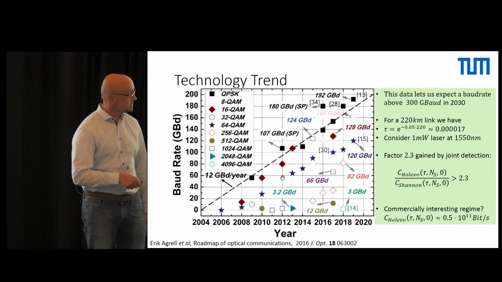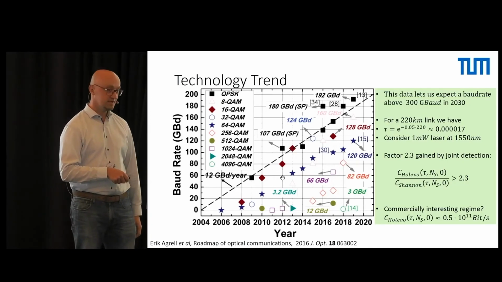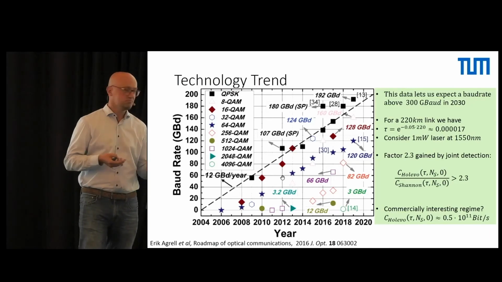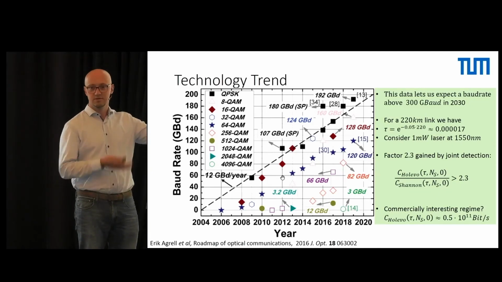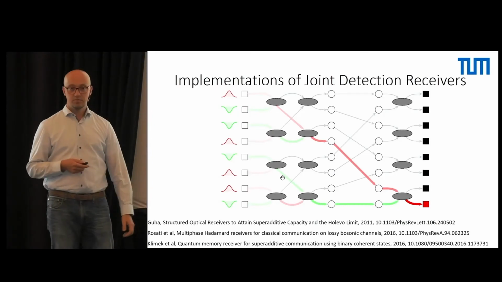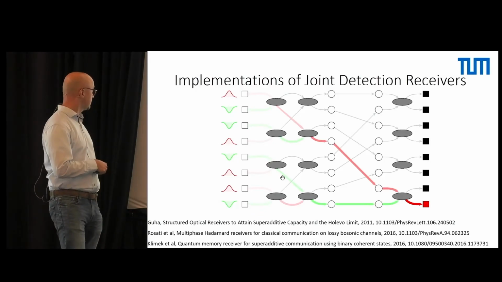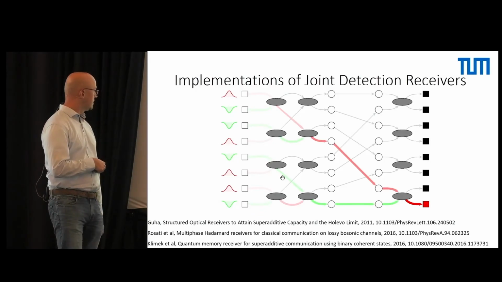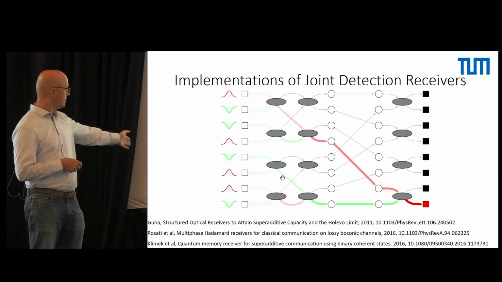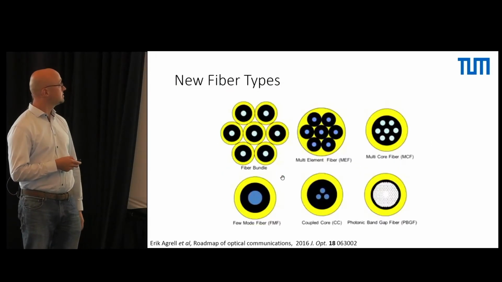Okay, and last but not least, I should say something that is always important: is it commercially interesting? If you get a gain in a situation which is not interesting for anybody, then it's irrelevant how large your difference, your gap, is. There are practical designs possible for this. For the joint detection receiver, some methods were invented by Guha, and follow-up works by other authors. Rosati and Klimek have also shown some different possibilities here.